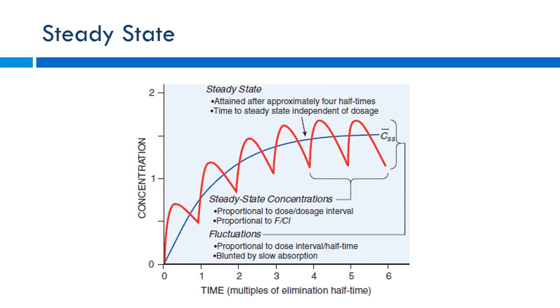And again, about 4 to 5 half-lives is going to take us to get to that steady state. And again, based on consistent administration, consistent dose that we're giving, you should achieve that steady state level, and it should stay pretty consistent, as long as the patient does not have any changes in their bioavailability or changes in clearance of that drug.